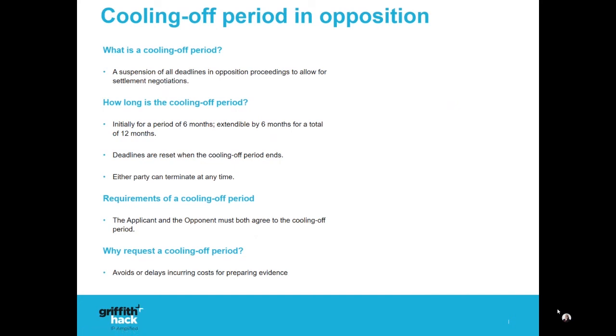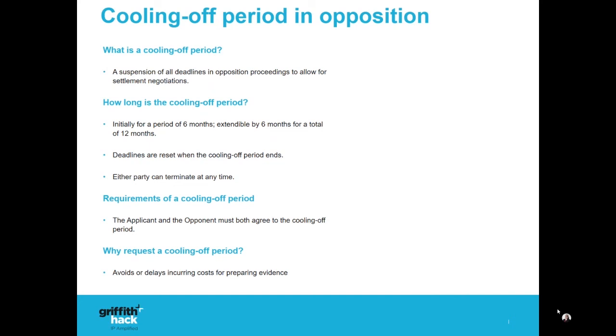So if you're in an opposition with a third party, you can request a cooling off period. So what is a cooling off period? It suspends all of the deadlines in the opposition to allow for settlement negotiations. The initial cooling off period, you can request a 12-month cooling off period, but generally in my experience, parties are reluctant to agree to a 12-month period. I think it's far more common that people go, okay, well, we'll ask for 6 months initially, and if we can't settle it in that time, then we'll extend it by 6 months. The deadlines will be reset when the cooling off period ends.